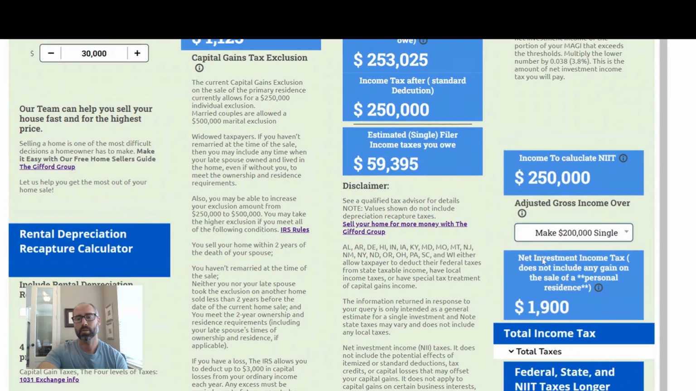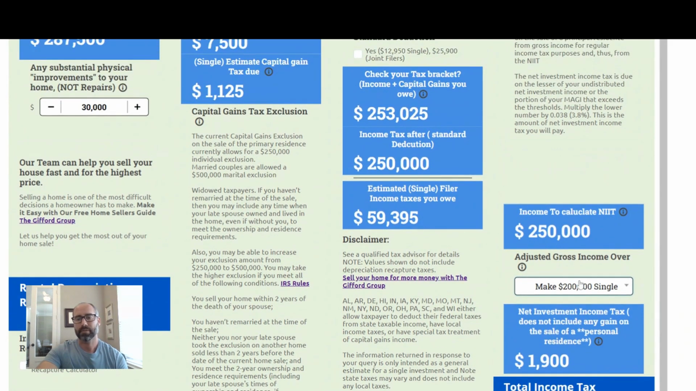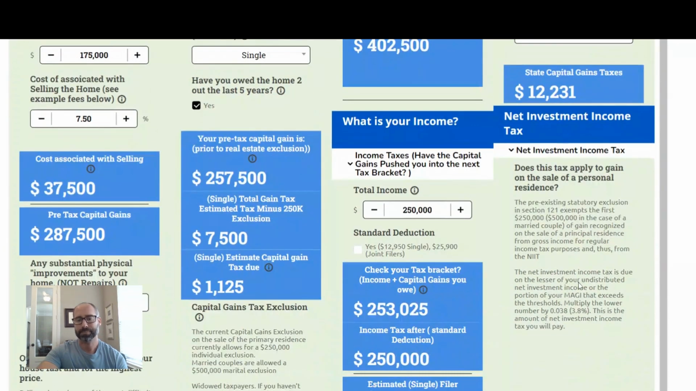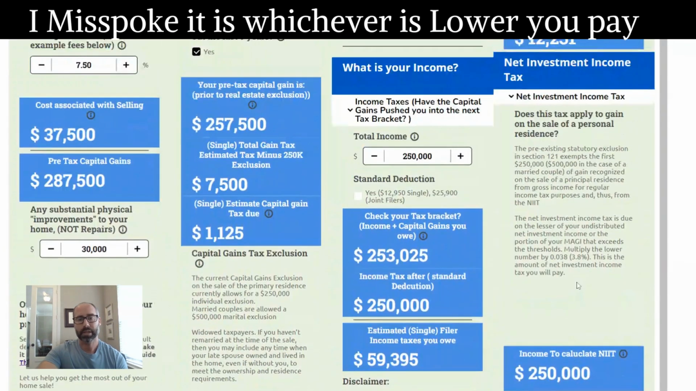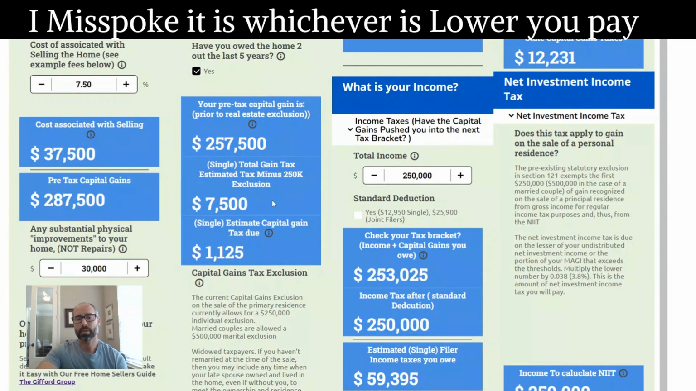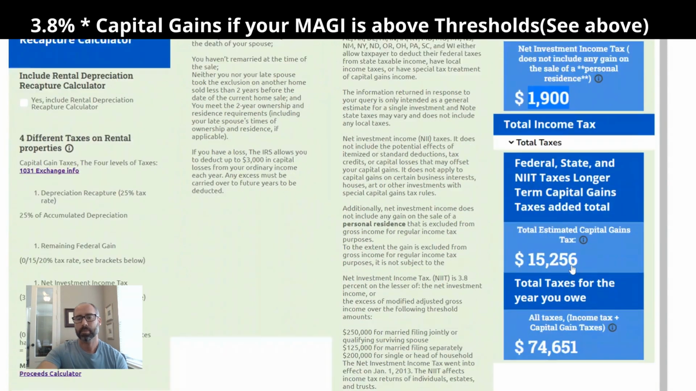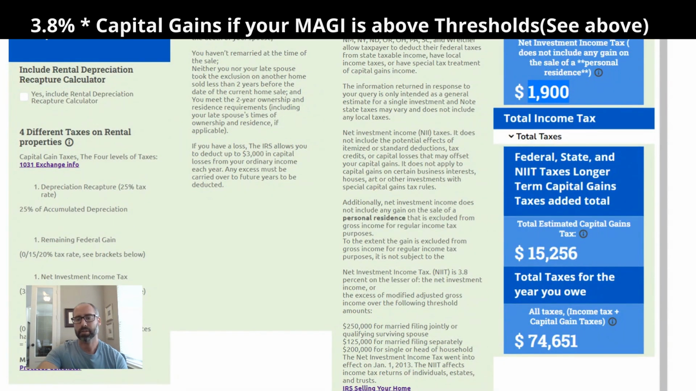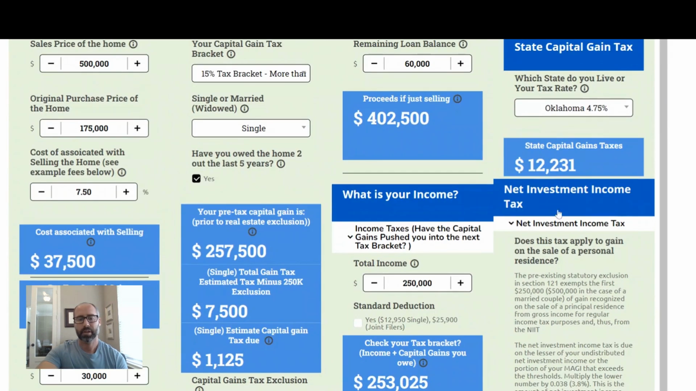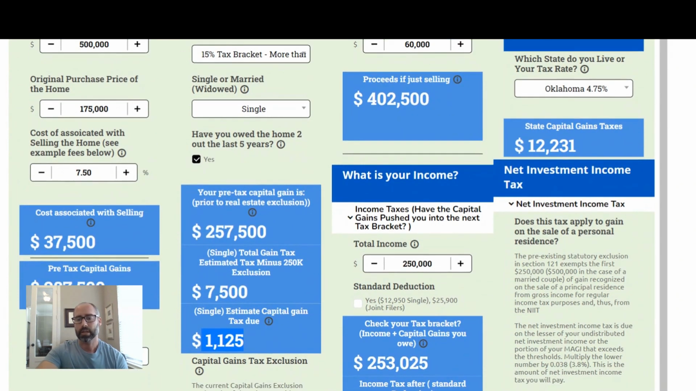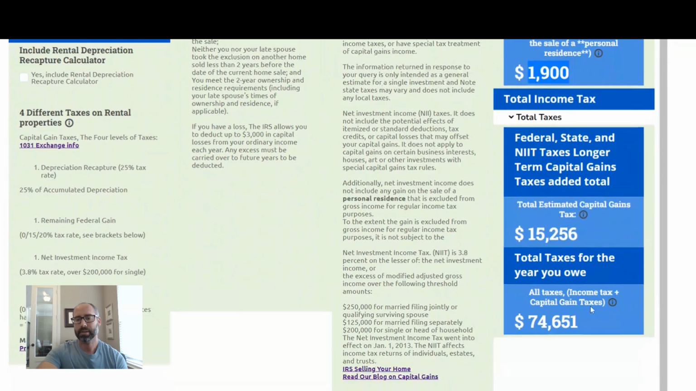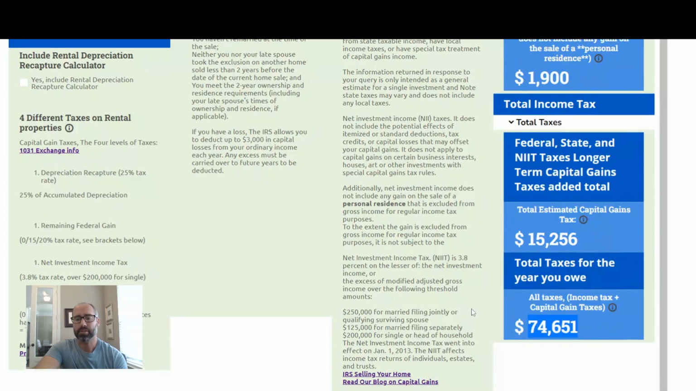So it's going to say I do owe the extra net investment income tax, which is 3.8%. And it's going to be the higher of your income or of your taxes due from the sale of the home. So it'll pick whichever one's higher and that number there will be the outcome. And then this also tells you what your total is. So taking all your income taxes, you got your 1,200 here, you got your 1,100 here, plus you got your 1,900 here. So now we get our total estimated here, and this is with your income over here too, so this includes your income taxes.